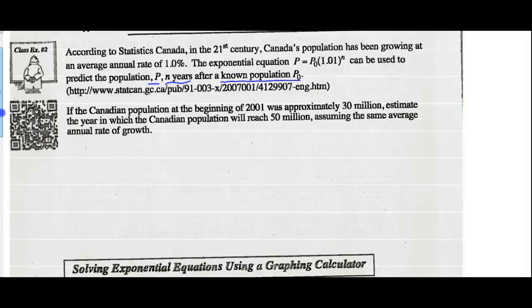All right, so P is the population that we want to predict, and that's 50 million. So 50 million equals, P0 is the known population, well that's 30 million, times 1.01 to the exponent n. n is what we're looking for. How many years after 2001? So step 1, divide both sides by 30.